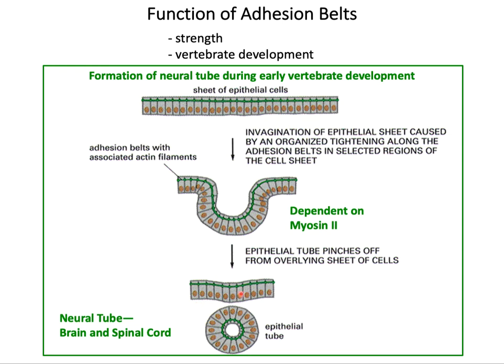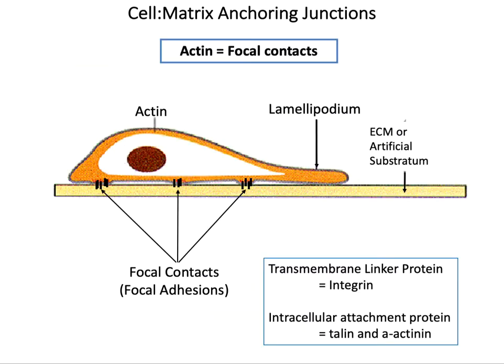So you can almost think of it as pulling the drawstring on a purse, for example. So it is this adhesion belt that shrinks and causes the puckering or the pinching of the neural tube into the epithelial layer. So when cells interact with the matrix through actin, they form these junctions known as focal contacts. And again, focal contacts are very, very important in motility, as we will see in a minute.